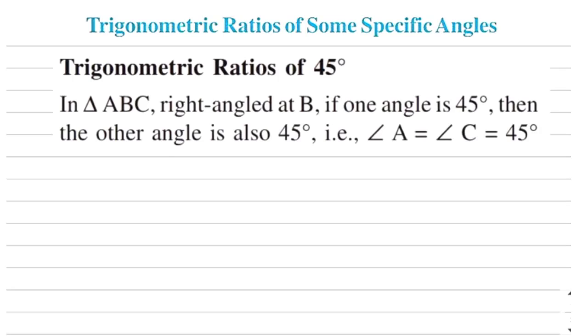Trigonometric ratio of some specific angles. Trigonometric ratio of 45 degree. In triangle ABC, right angle at B, if one angle is 45 degree, then the other angle is also 45 degree. Means if angle A is equal to angle C is equal to 45 degree. In this given figure ABC, this triangle is right angle at the point B.